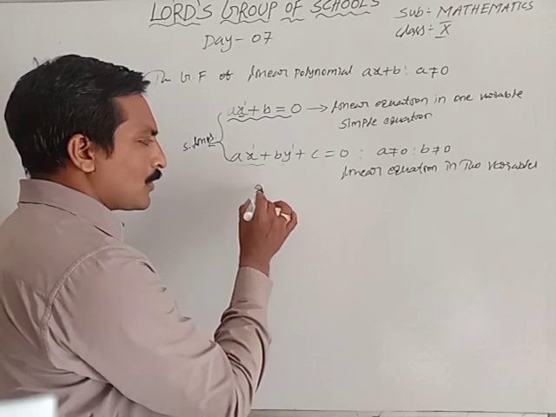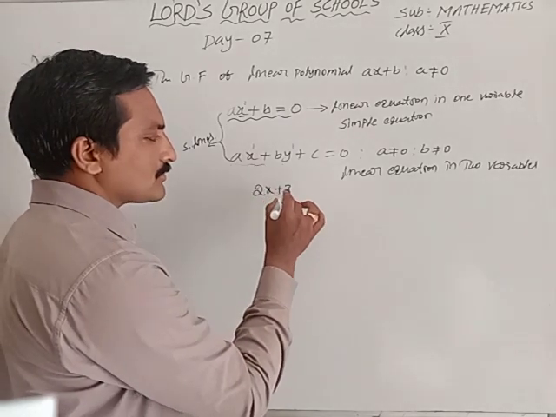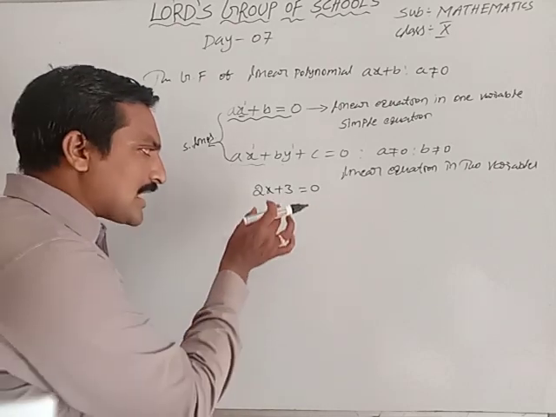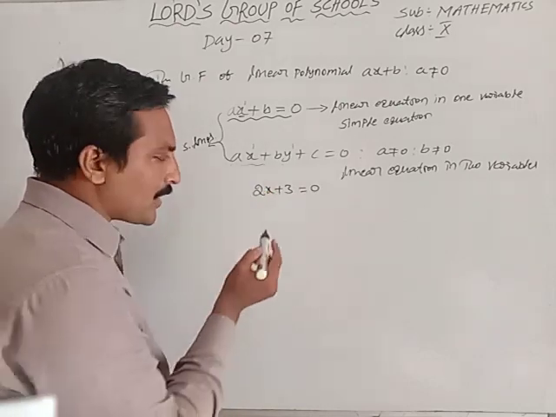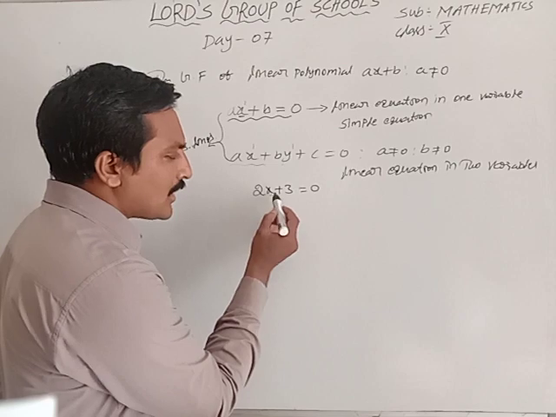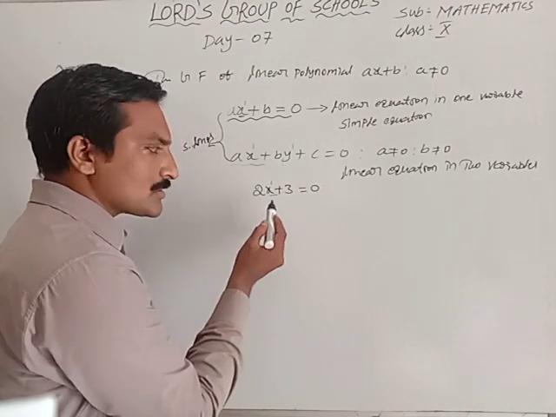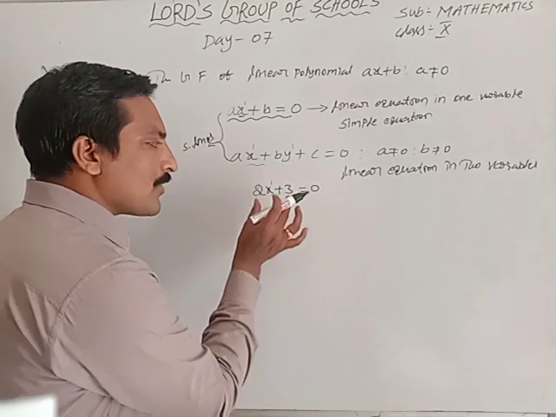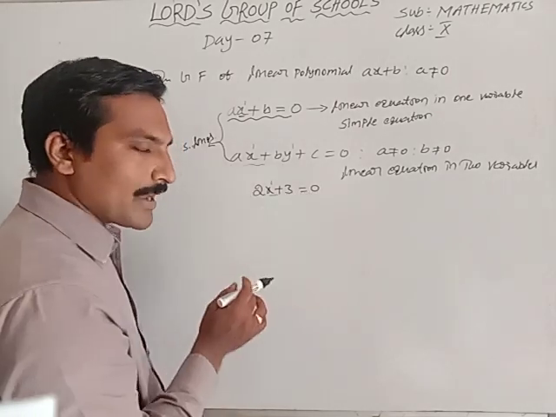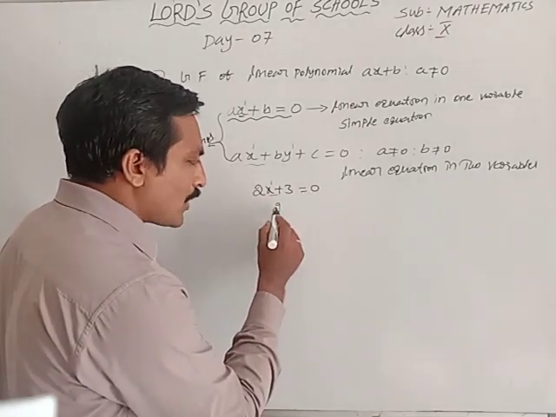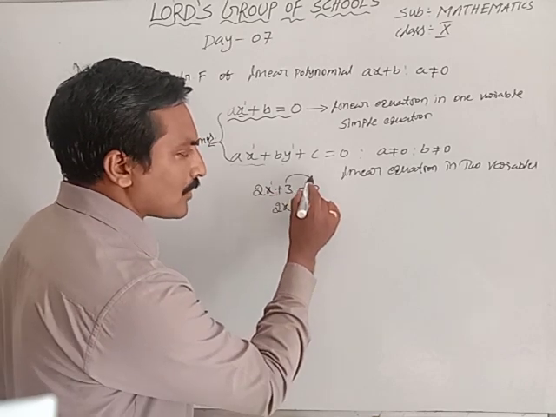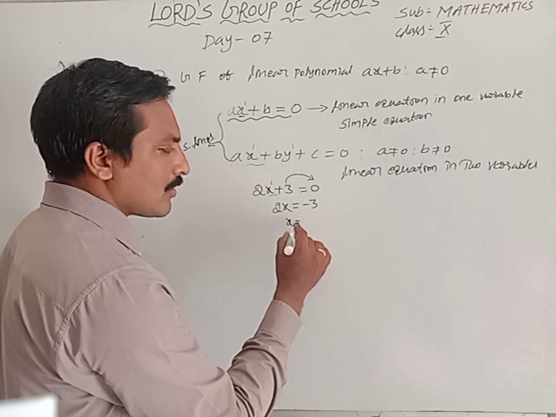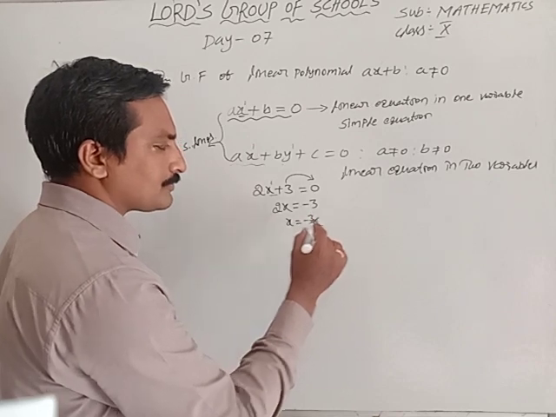For example, 2x plus 3 is equal to 0, solve it. This is a linear equation, clear? Why? Because here the variable is x and the power is 1. That's why this is a linear equation in one variable. To find the value of x, keep 2x as it is and transfer plus 3 to the other side as minus 3. x is equal to minus 3 by 2.